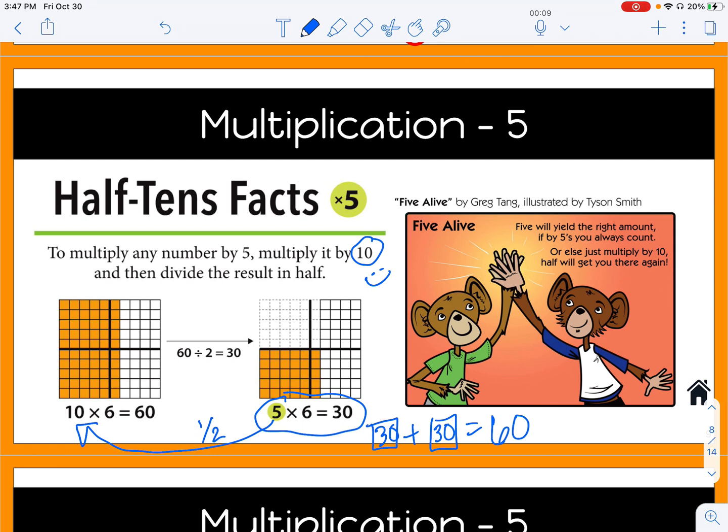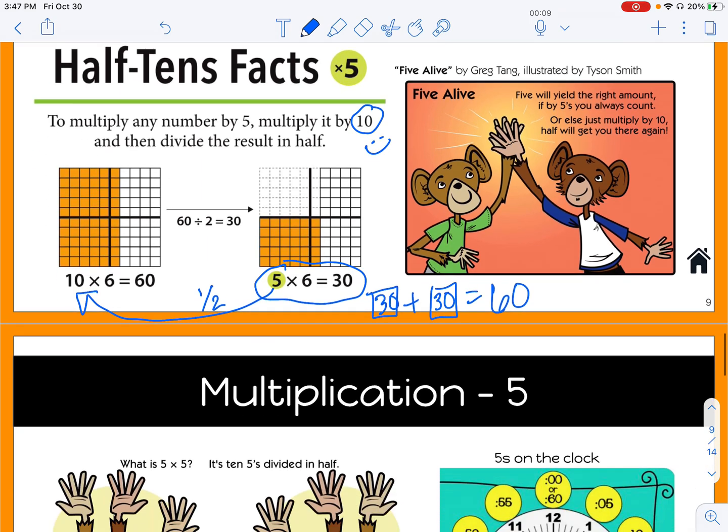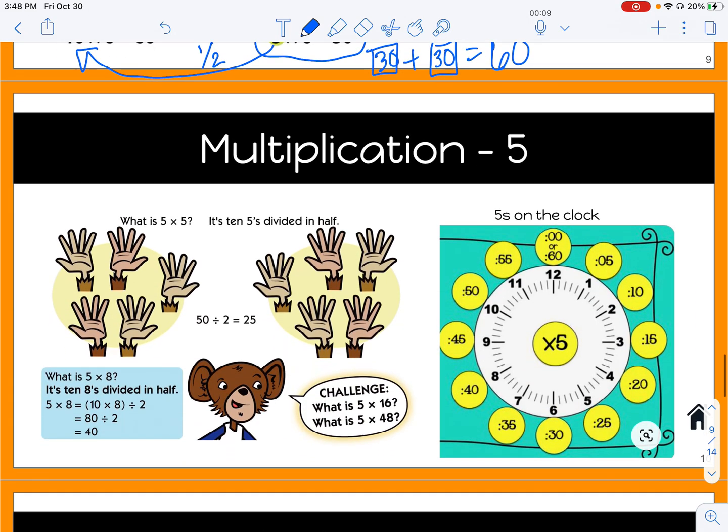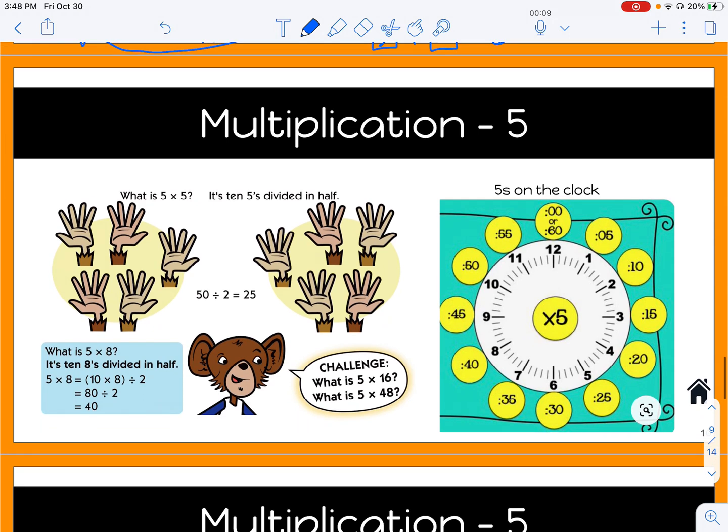I will read this little riddle over here. Five will yield the right amount if by fives you always count, or else just multiply by 10 and half will get you there again. So, a couple different ways you can do it, but you can also think of fives in a different way.